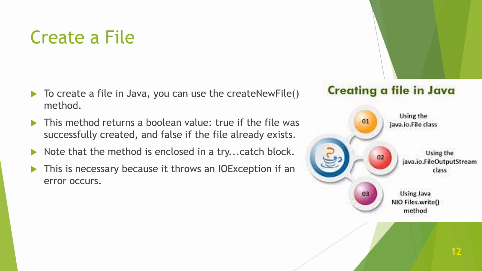And to create a file in Java, you can use the File createNewFile method. This method returns a Boolean value, true if the file was successfully created and false if the file already exists. Note that the method is enclosed in a try-catch block. This is necessary because it throws an IO exception if an error occurs.